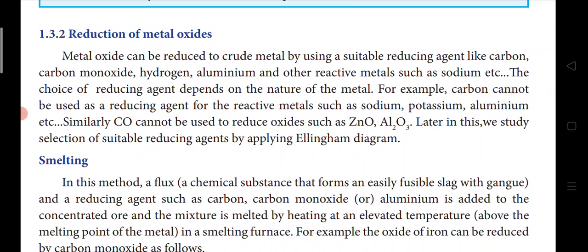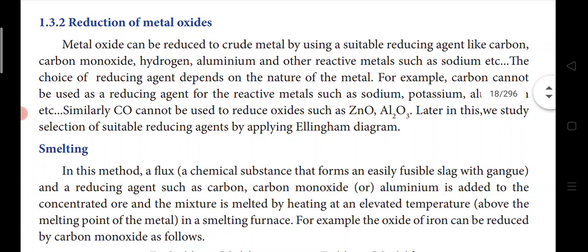So what type of reducing agent do we have to choose? The choice of reducing agent depends on the nature of the metal. Metalோட நேச்சரை பொறுத்து தான் நம்ம reducing agent-ஐ choose பண்ண முடியும். So for example, carbon cannot be used as a reducing agent for the reactive metals. So carbon வந்து reactive metals-க்கு reducing agent-ஐ யூஸ் பண்ண முடியாது. Like sodium, potassium, aluminium-க்குலாம் நம்ம reducing agent-ஆ யூஸ் பண்ண முடியாது.